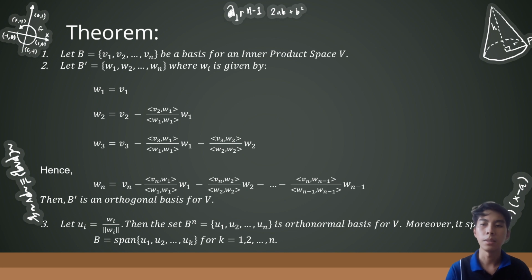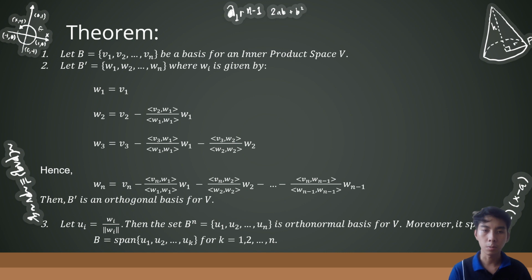If we now have the new vectors for b prime, and we test them for orthogonality, and the inner product of the vectors in b prime is equal to 0, then b prime is an orthogonal basis for V. Then number 3: what is the usage of this theorem number 3?